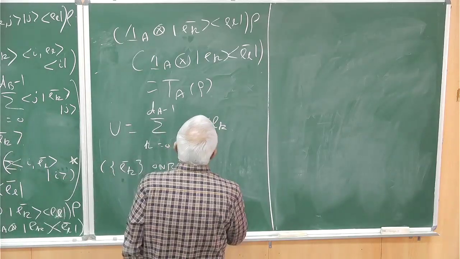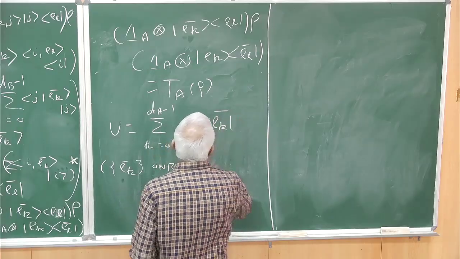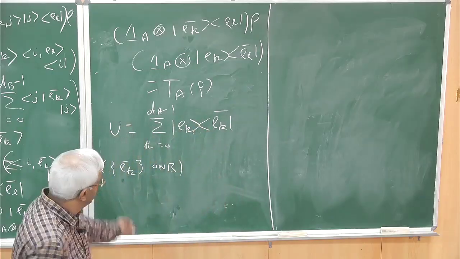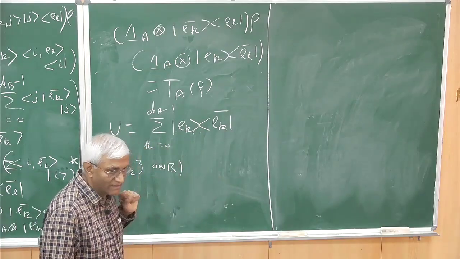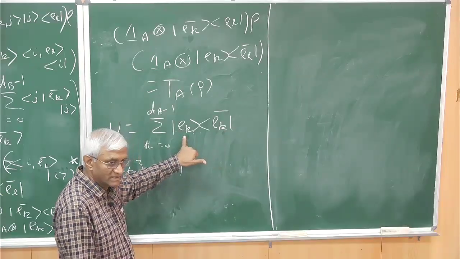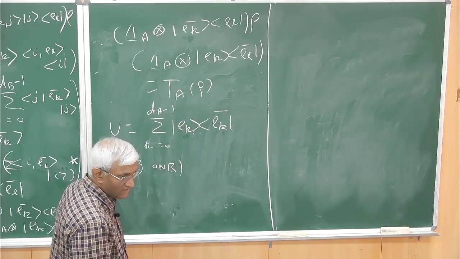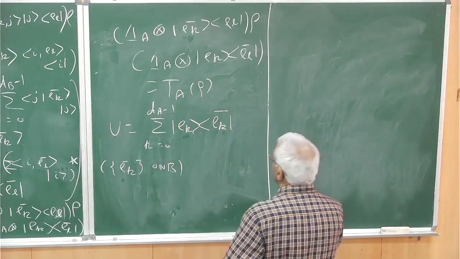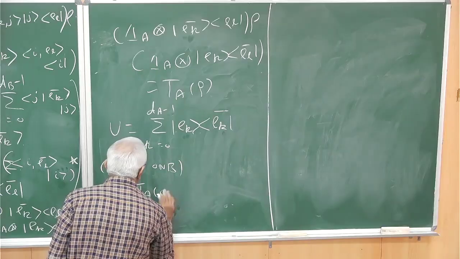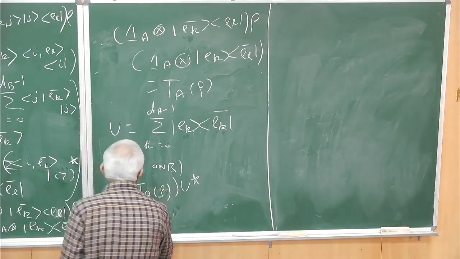So you have this EK bar and EK. If it is just EK everywhere, that's just the identity matrix. But instead you have EK bar EK. This is an orthonormal basis, and this is an orthonormal basis. This unitary takes this orthonormal basis to this orthonormal basis. That's what this unitary is, just the conjugation. So if you now apply U TA rho U star.